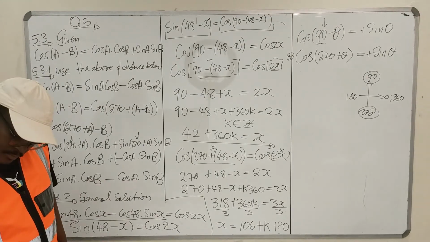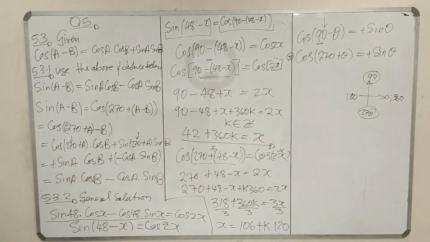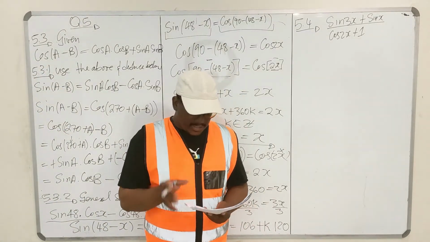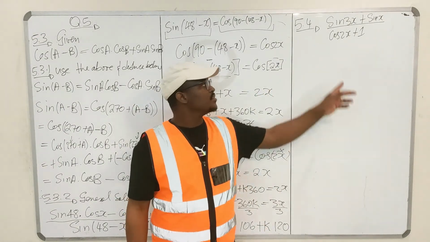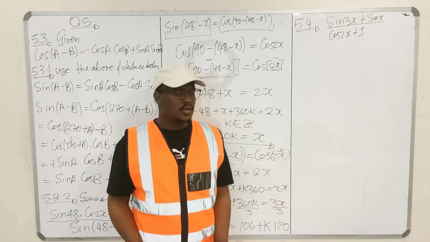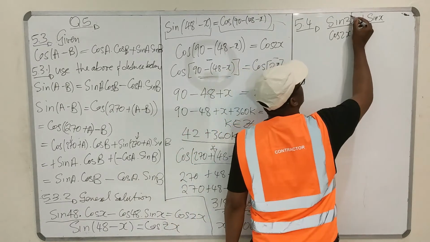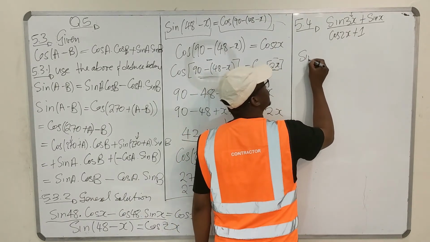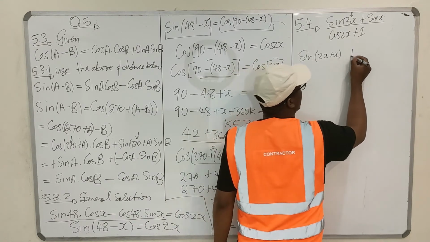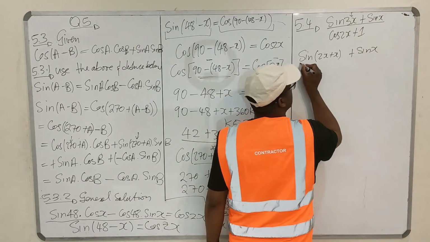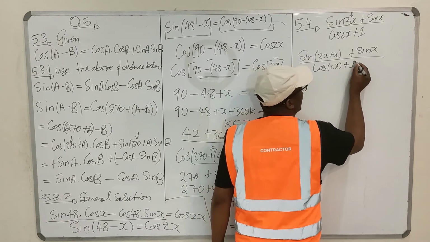Move on to 5.4. Simplify this thing here to a single trigonometric ratio. They wanted us to simplify this to a single trigonometric ratio. What do we do? The obvious one is this one here. Break this down. Get sine 2x plus x plus sine x divided by cosine 2x plus 1.